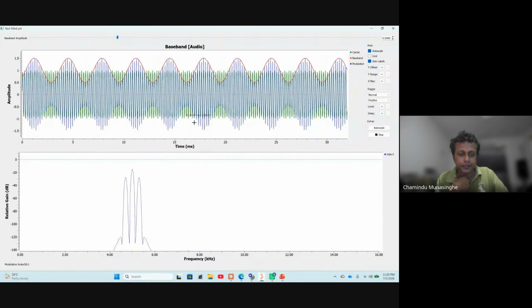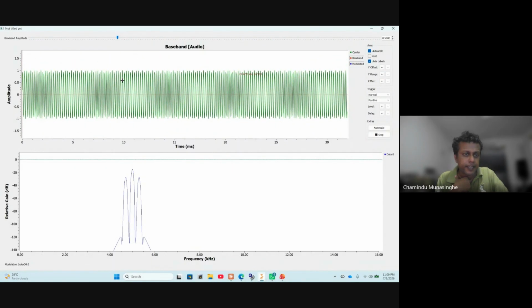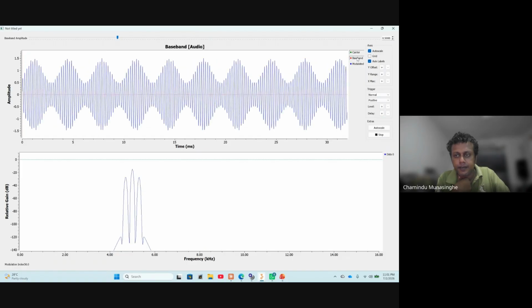Okay, let me first switch off these signals. Now in green, I see my carrier. This is my constant amplitude carrier signal. And this is my baseband signal. Remember that I told you we need to add a DC offset, so that's why it's not at 0. And this is my baseband.